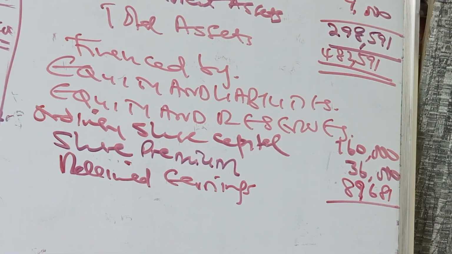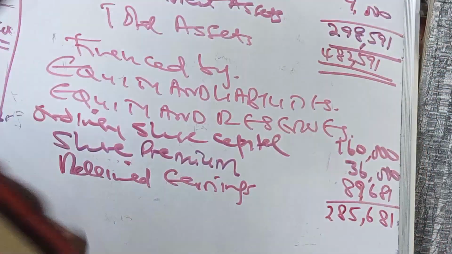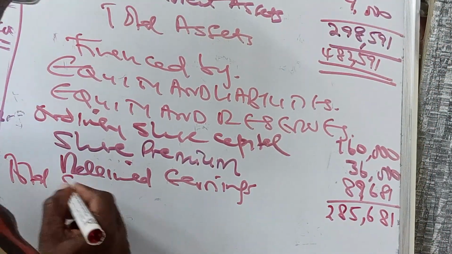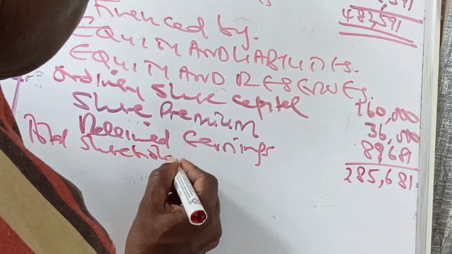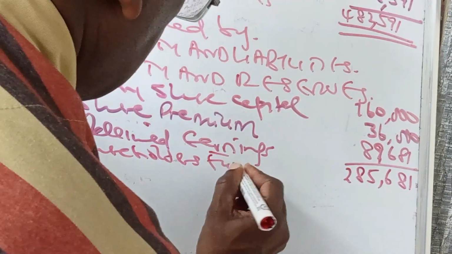So if you add them, 160,000 plus 89,681, we get a figure of 285,681. We say that is total shareholders' funds.